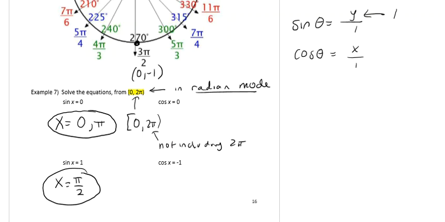That's it. So I'll leave the 2 cosine problems for you to finish off. And this concludes our lesson on 7.3.